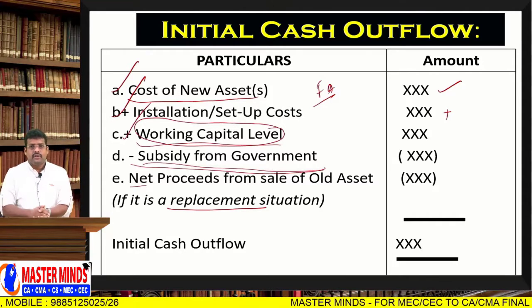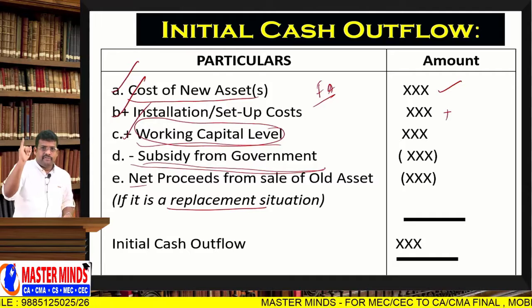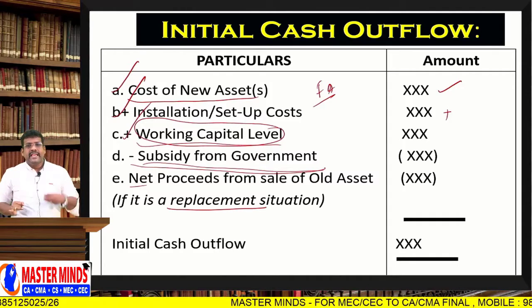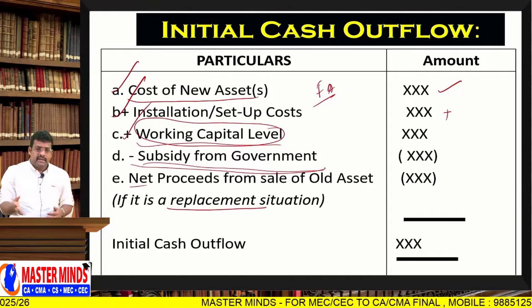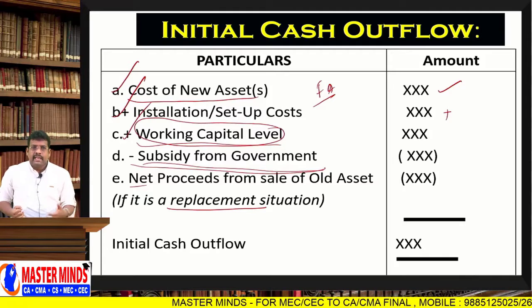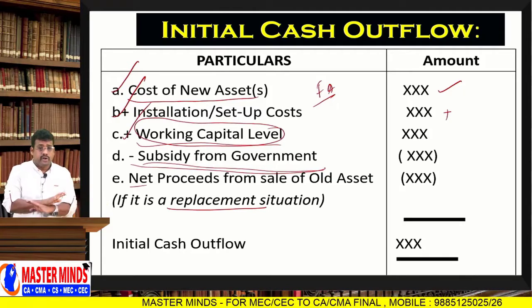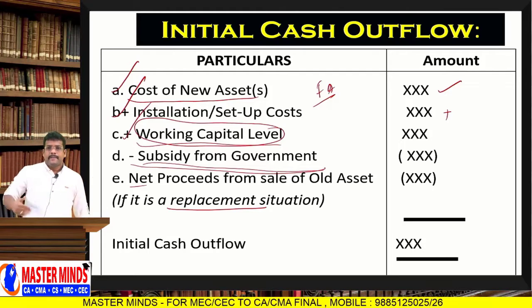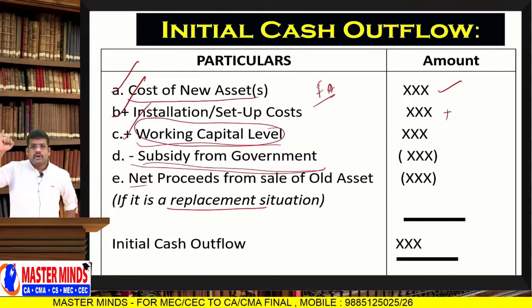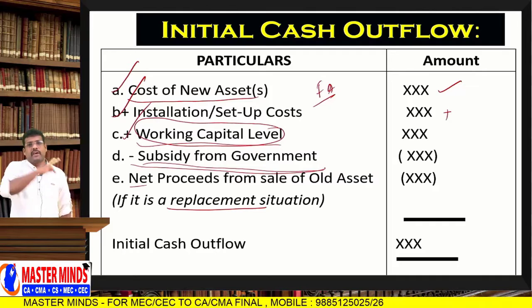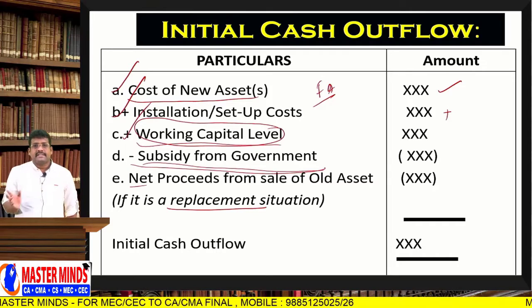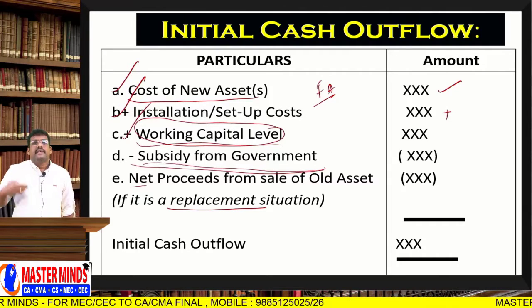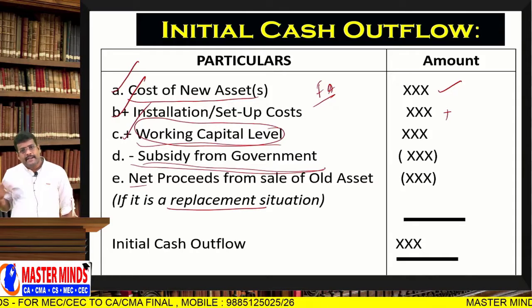Tell me the initial cash outflow. Step number 1, take the cost of asset. Number 2, if any installation charges are there, add them. Number 3, if the project demands working capital, add that working capital also. It is not mandatory that all projects need working capital. So cost of asset plus installation charges plus working capital. From that, deduct, if the government provides a subsidy, deduct it.